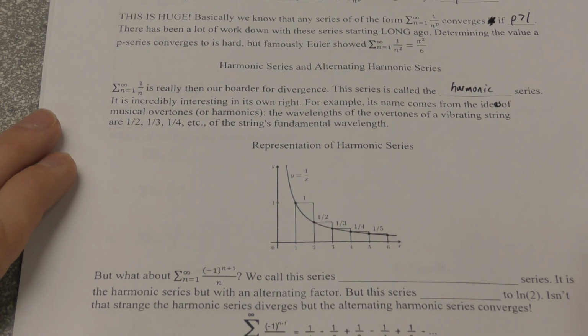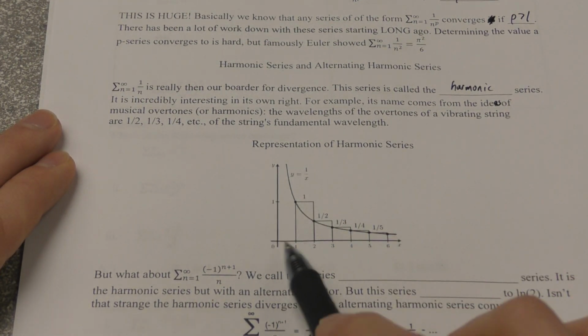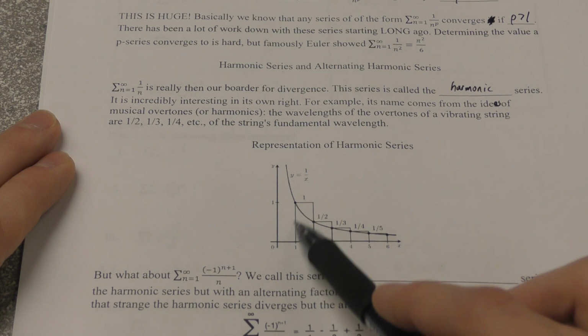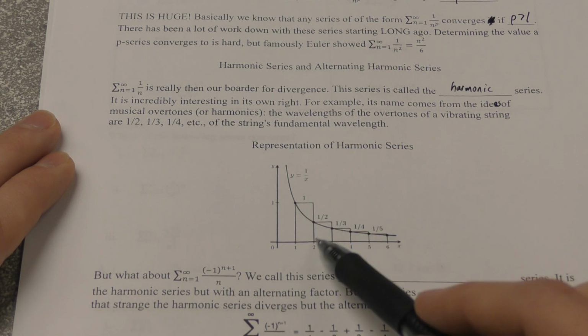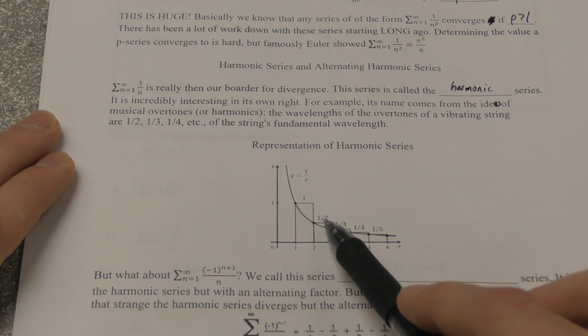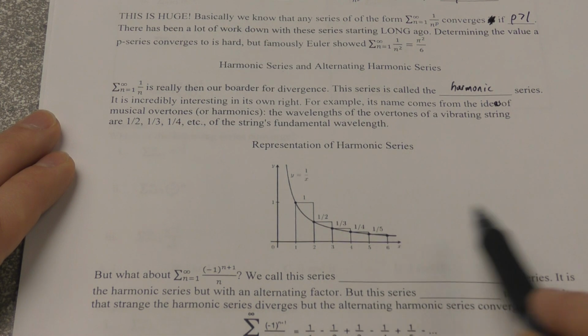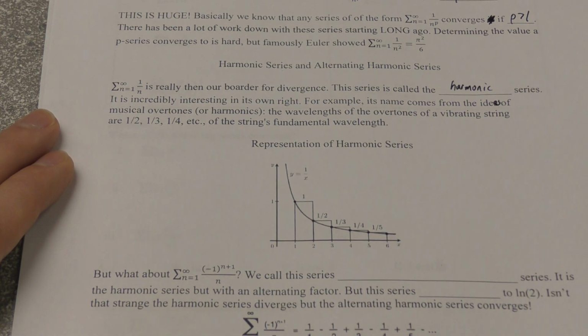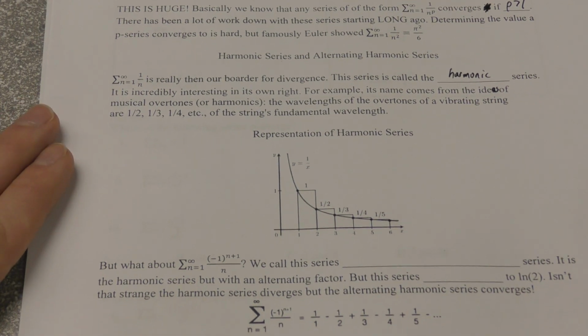The harmonic series we can visually represent like this: if we drew a rectangle with a height of 1/x or 1/n, the first one would be 1, then a half, then 1/3, then 1/4, then 1/5. If we sum all those up, it will diverge. It will diverge. All right.